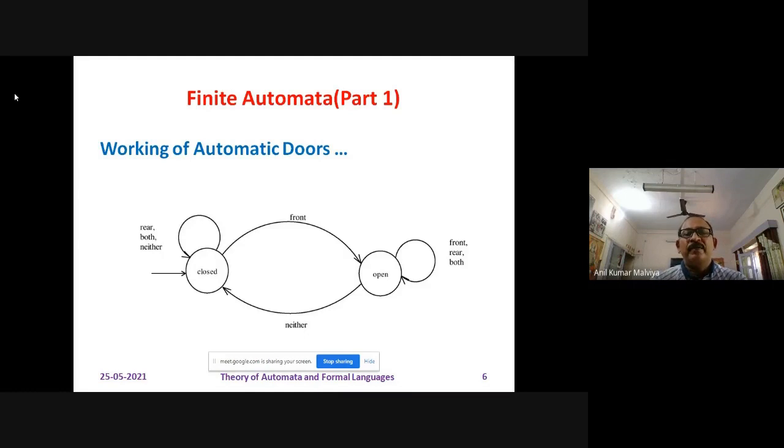And suppose the door is open, and if input is neither, meaning there are no persons available on the front pad as well as the rear pad, in that case, the door will close. And if the door is in open state and inputs are front, rear, and both, it remains in the same state. So this is the design of an automatic door machine.